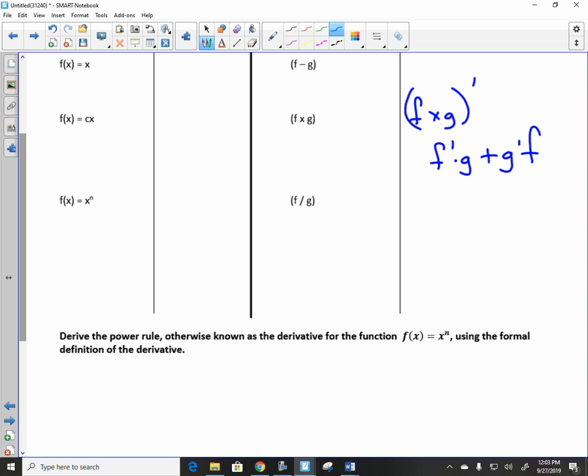And if you have the quotient rule, say f divided by g, it really stays just about the same. You take the derivative of the top function, f prime, times the bottom left alone.